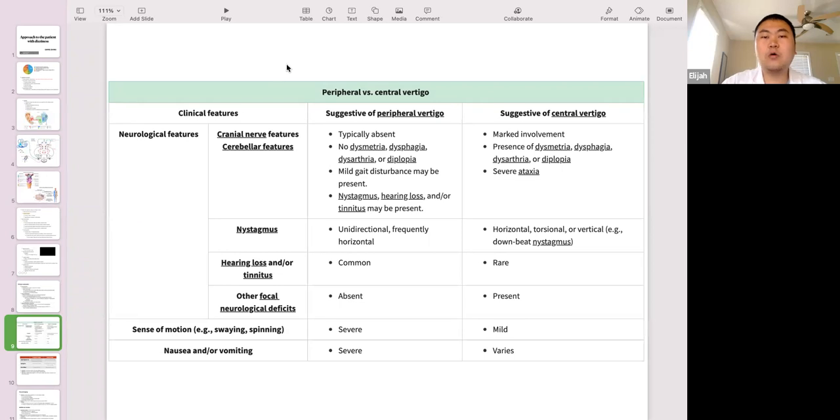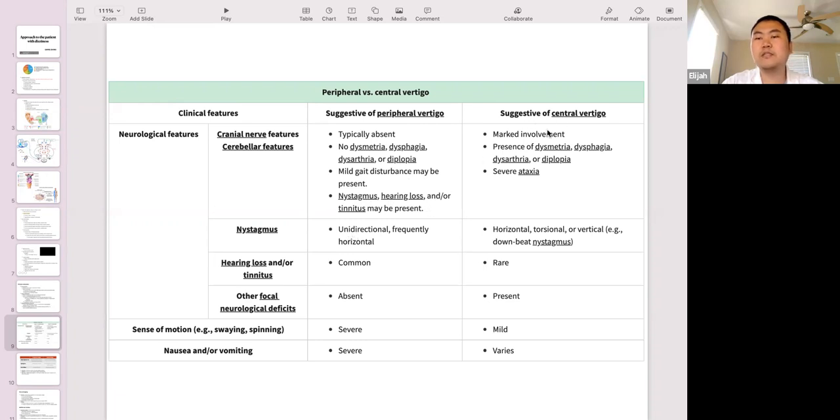And now we'll talk about peripheral and central vertigo, the difference between the two kinds of vertigo. In peripheral vertigo, the cranial nerve features and cerebellum features are typically absent. So no dysmetria, no dysphagia, no dysarthria, no diplopia, and only mild gait disturbance. But we can see the nystagmus.